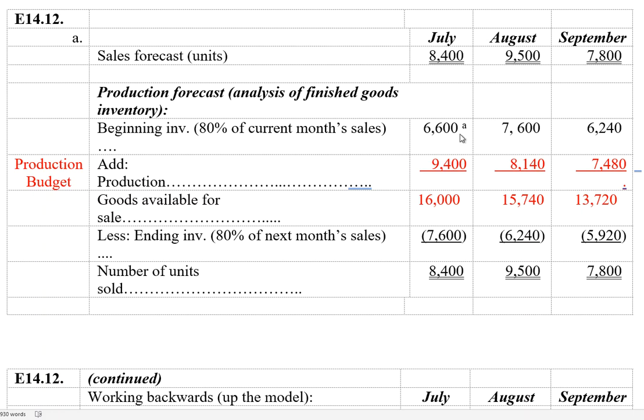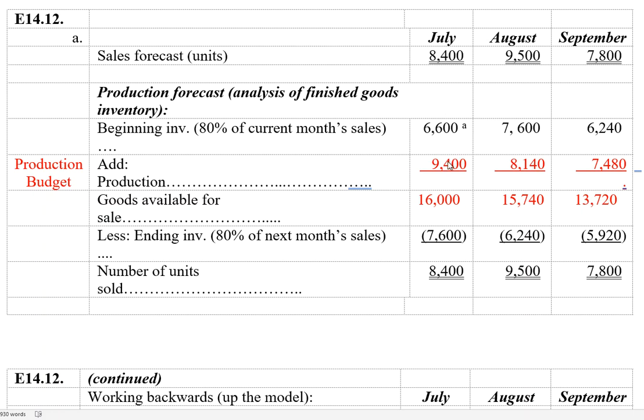Now they tell us the 6,600 right here in requirement A. They tell us what this number is. And we have to figure out what 9,400 is after we add these two numbers together to get 16,000. And we take 16,000 and subtract out that beginning inventory, and then we know how much production we actually had to complete. Okay, it was 9,400, in order to have 7,600 in ending inventory, and in order to have 8,400 to sell, which is what we were looking for, right?